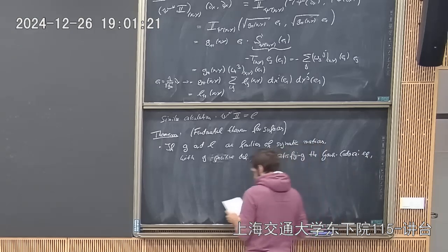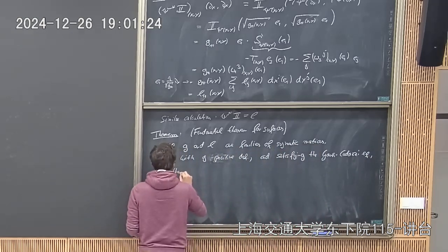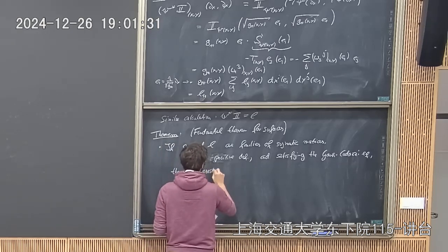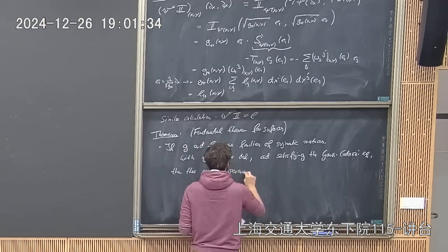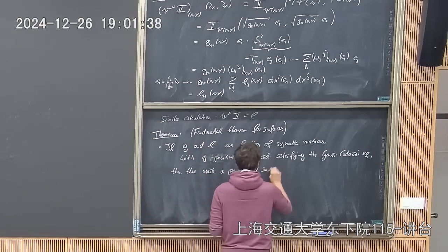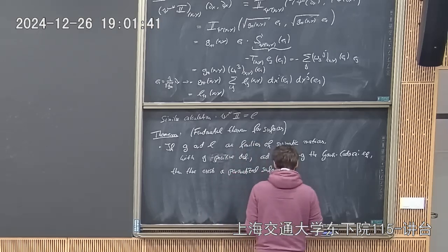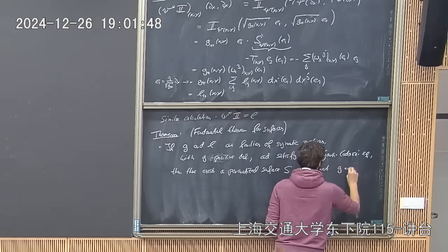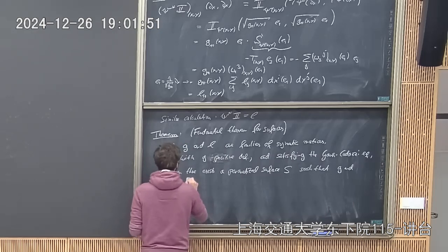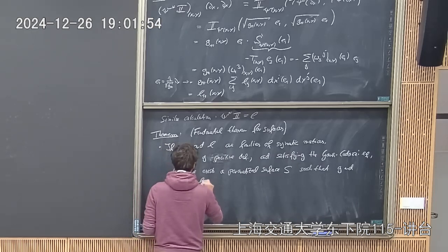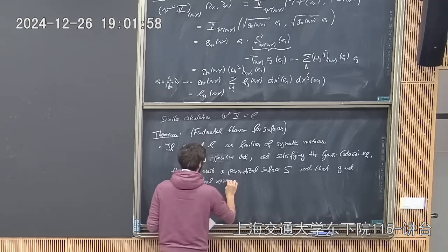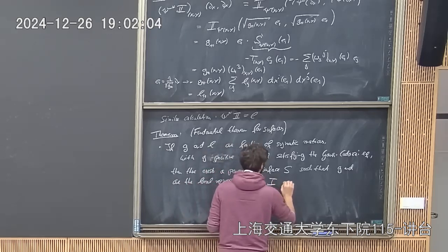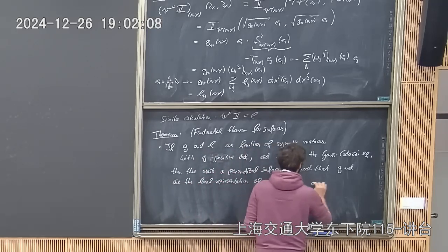Then there exists a parametrized surface S such that G and L are the local parametrization or the local representations of the first and the second fundamental form of S.